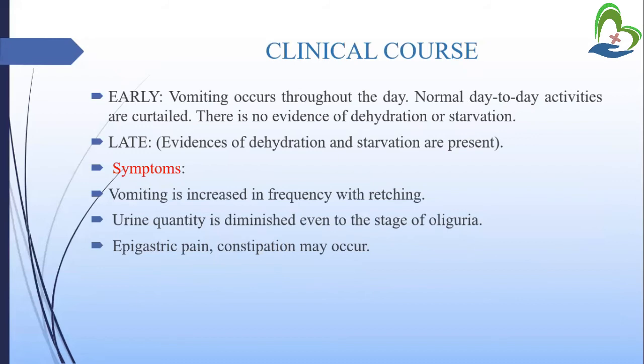After this we discuss the clinical course, in the clinical manifestation, in that we discuss the early. The mother has vomiting in early pregnancy, so which signs and symptoms are seen? Vomiting occurs throughout the day and normal day-to-day activities are performed, and there is no evidence of dehydration or starvation. In early vomiting of pregnancy there is no evidence of dehydration or starvation, whereas in late pregnancy, if vomiting occurs, the mother is at risk of dehydration and starvation.